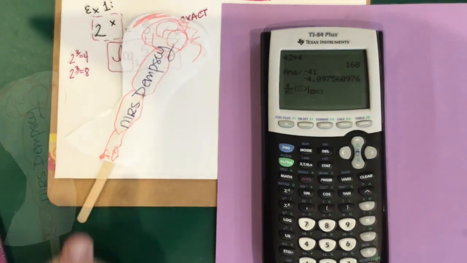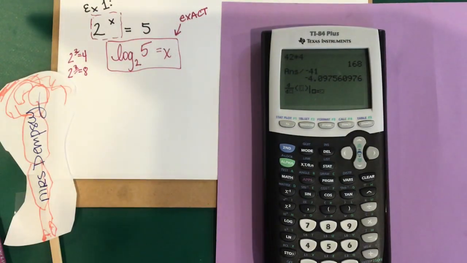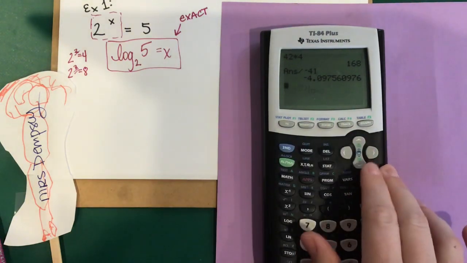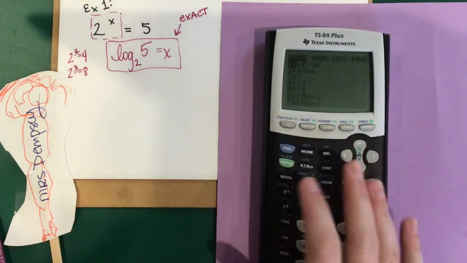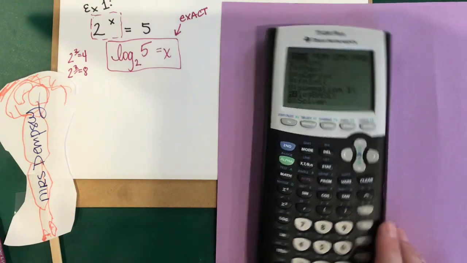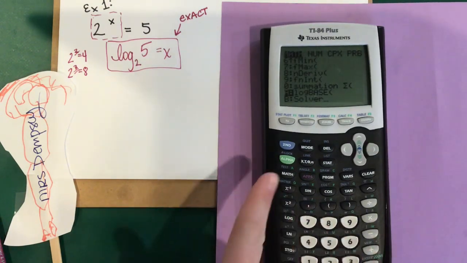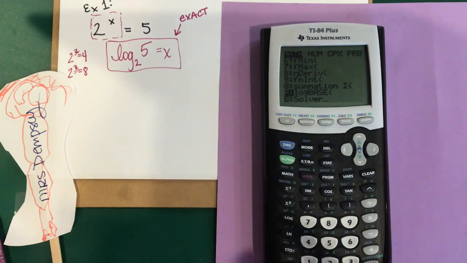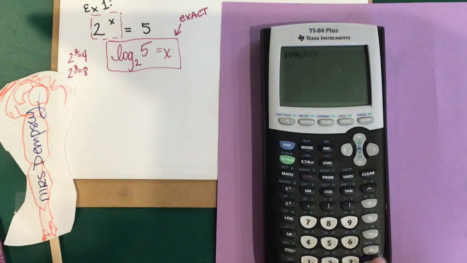Oh, okay. All right. I'm back again. So, remember, in order for us to do this in our calculators, we want to get to log base in our calculator. So you hit your math button. Most of you, the easiest thing to do is going to be arrow up to A, hit enter. So we get log base 2 of 5.